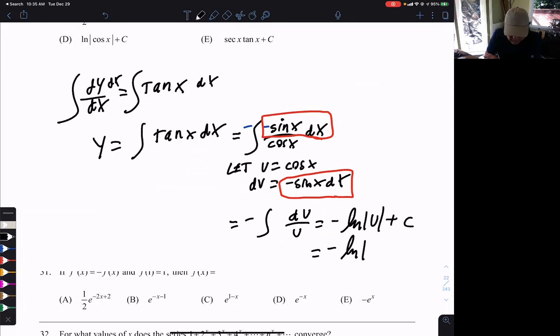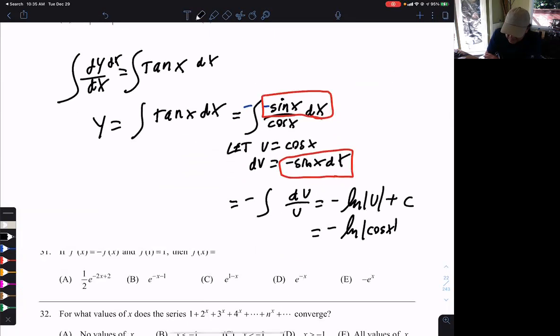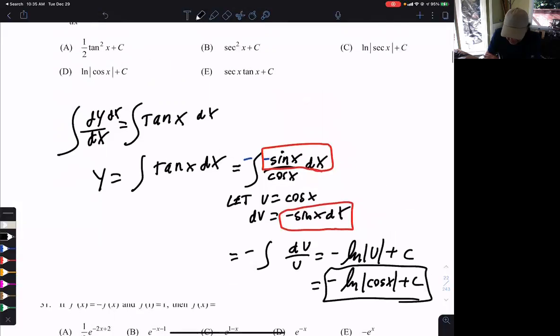What is u? U is cos x. And there is the answer to that. Is that there? Did I mess up? Let me see. Oh, I did not mess up. It would appear that I messed up. And you're saying that that answer doesn't appear. Only a positive version. There's none with a negative.